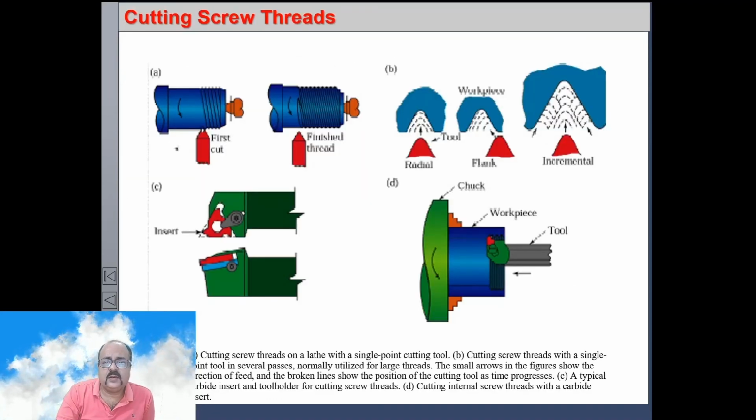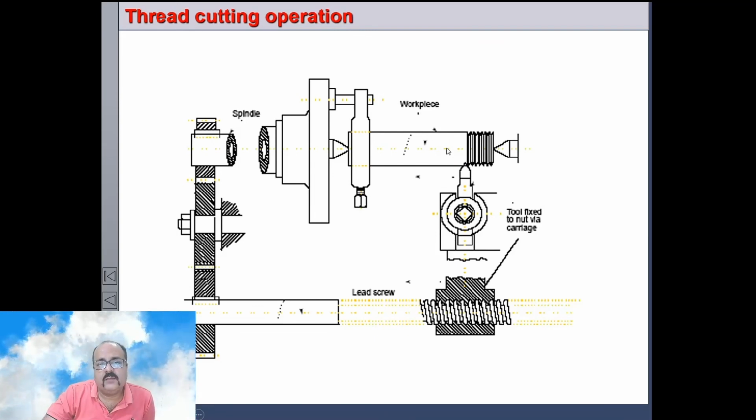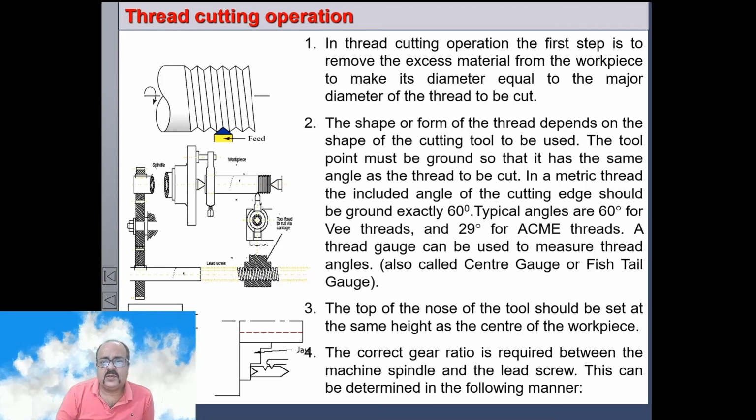And thread cutting can also be done on lathe machines. Thread cutting is slightly complicated in a normal engine lathe. We have to engage the lead screw for thread cutting, and a particular ratio between the spindle and the lead screw has to be maintained so that a thread of particular pitch can be cut. There are complicated calculations, and I am not going into that. In that manner we can cut thread on a lathe machine. The details are given here, you can go through it.